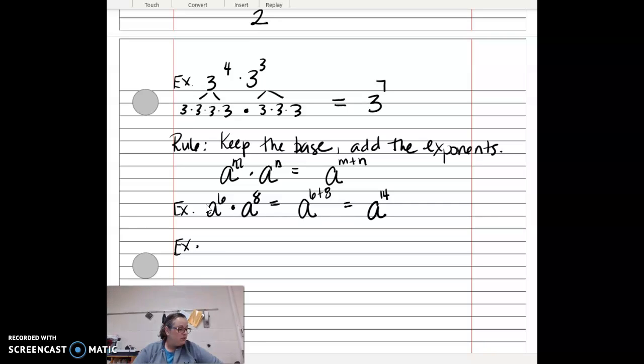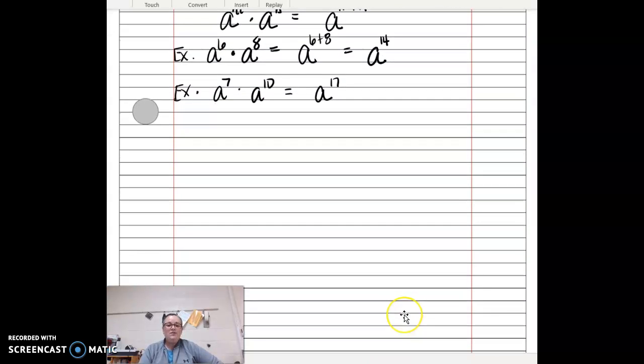If I were to take a to the 7th power times a to the 10th, I would have a to the 7 plus 10, 17th power. I don't have to write them all out, which is nice because if I had, like, m to the 100th power times m to the millionth power, I don't want to write them all out. I just want to use my rule and do that.